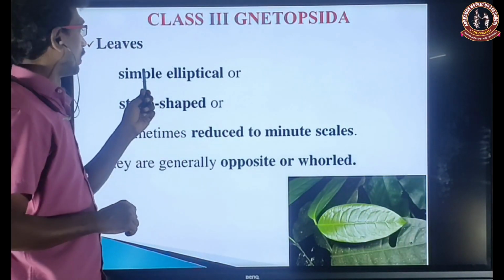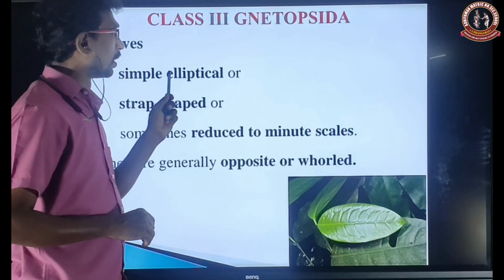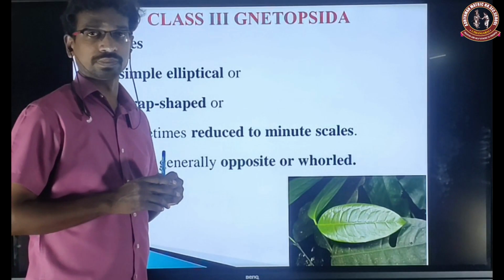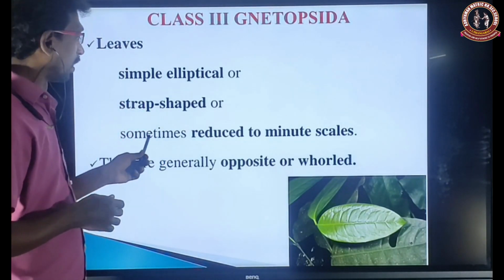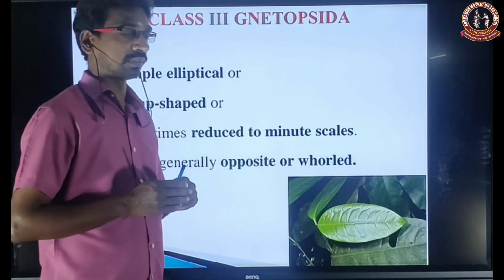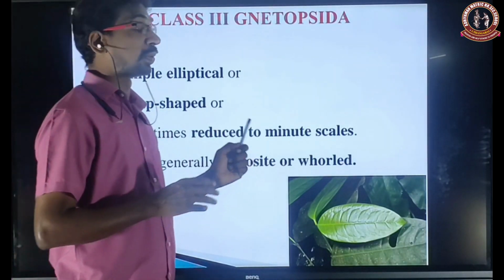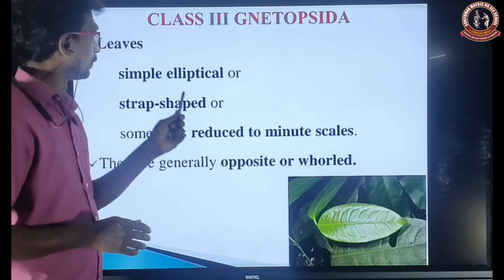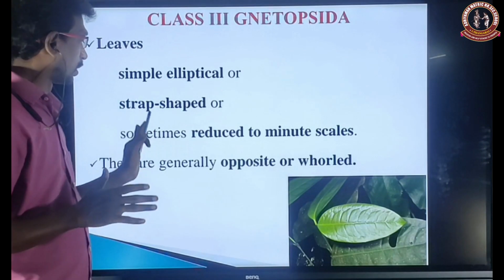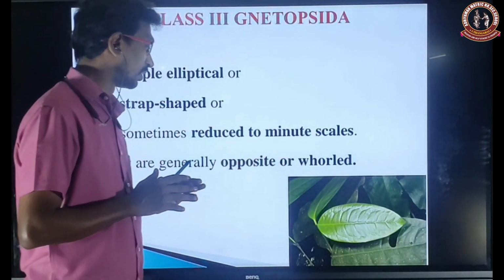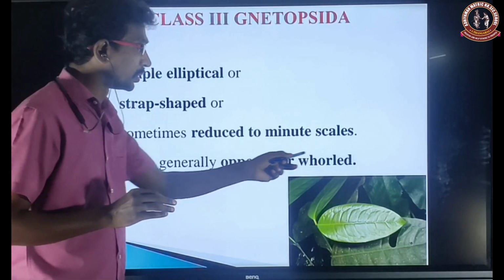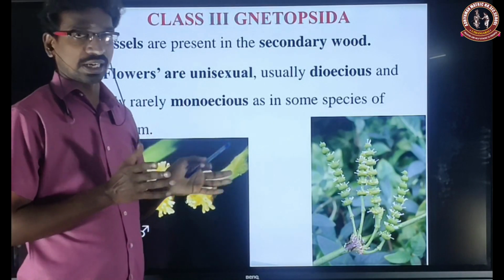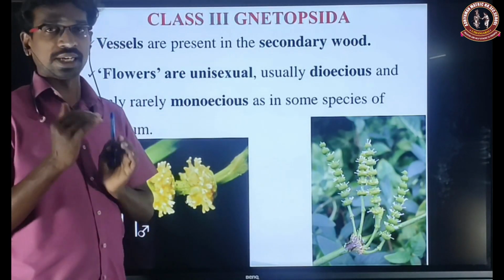Next, the leaves are simple and elliptical, or strap-shaped. Sometimes they reduce to minute scale-like structures. The arrangement may be opposite or whorled. So that is the leaf of the Gnetum plant. Vessels are present in the secondary wood, especially in Gnetum.